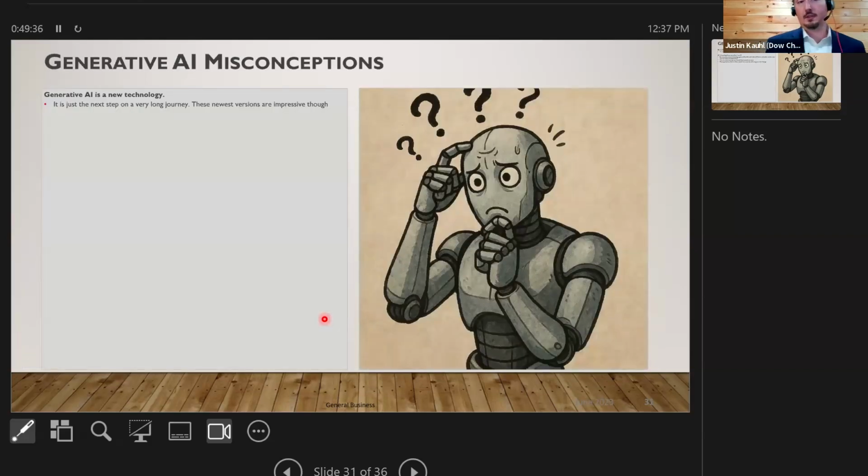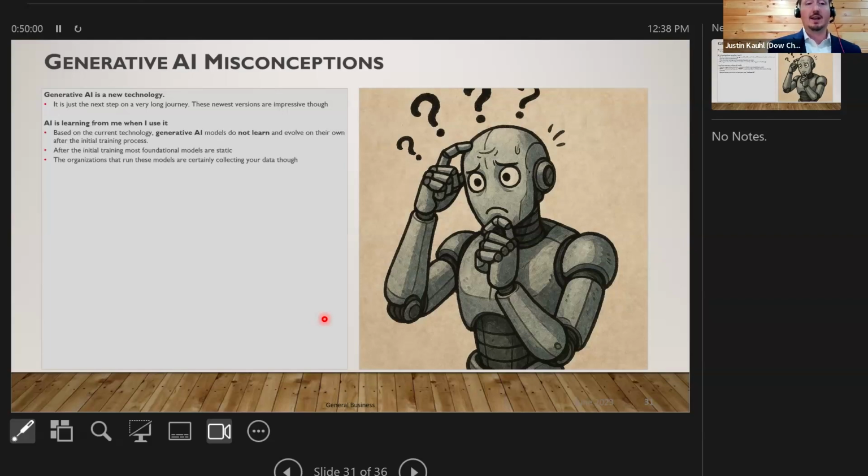Another thing I want to cover is some general AI misconceptions. You guys have all been hearing about Gen AI and what's been going on, but there's a lot of things that people don't always get straight. Like I said earlier, generative AI is not a new technology. It's just a next step. It's just a slightly more complicated model than what we had 5 years ago.